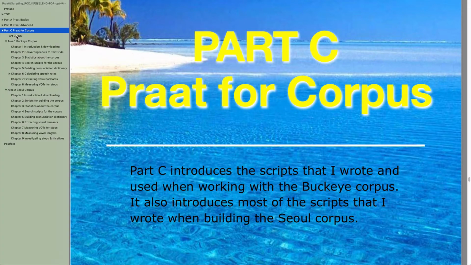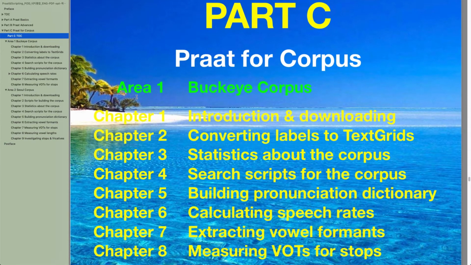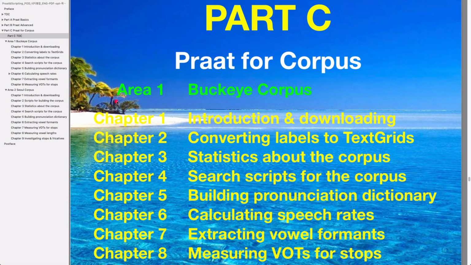Let's go to the table of contents for Part C. Area 1, Buckeye corpus. In the first chapter, I talk about the introduction and downloading. In the second chapter, converting labels to text grids. Chapter 3, statistics about the corpus. Chapter 4, search scripts for the corpus. The Buckeye corpus has its own search script, but I find it a little bit hard, and I'm not used to that kind of search script, so I wrote my own Praat scripts to do the search for the corpus.